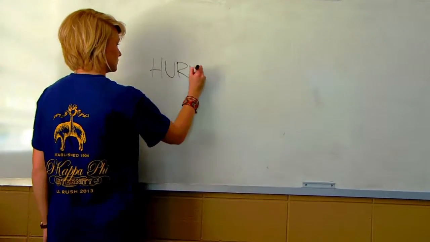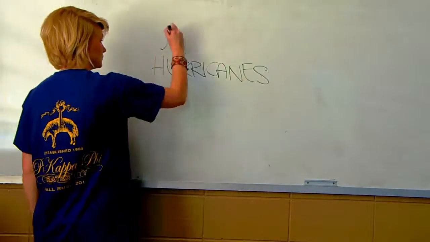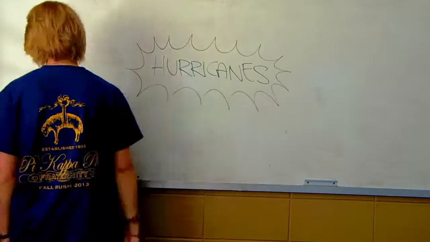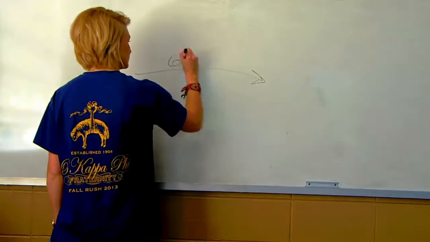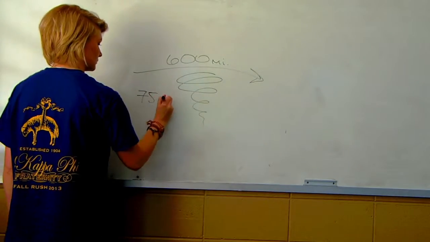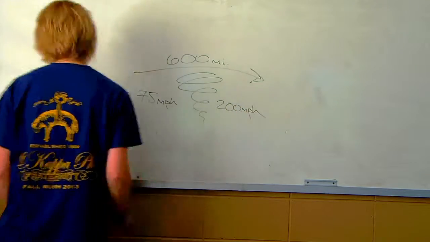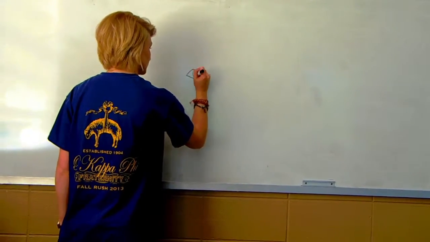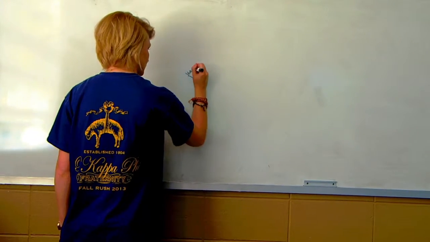Hurricanes can be a very real threat to life everywhere, so it's important to understand their formation and effects. Hurricanes can be up to 600 miles across, and they're made up of strong winds that spiral inward and upward from 75 miles per hour to 200 miles per hour. Hurricanes can move 10 to 20 miles per hour over open ocean. As they move, they gather heat and energy.